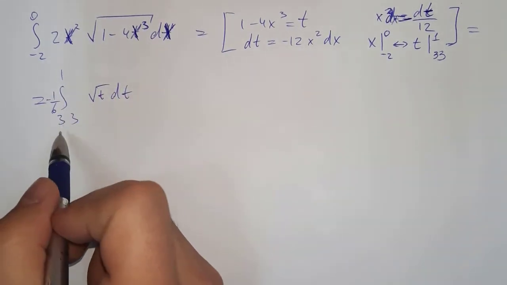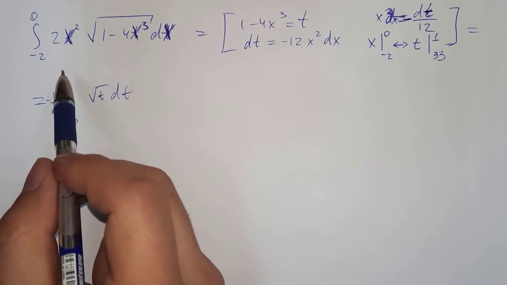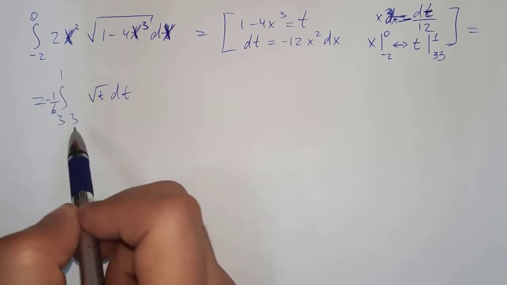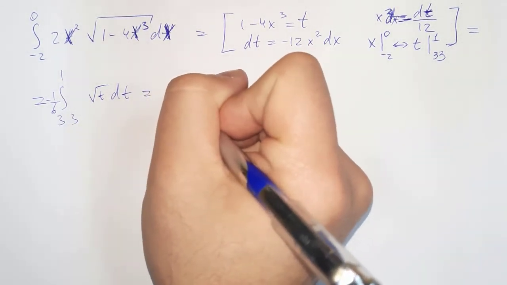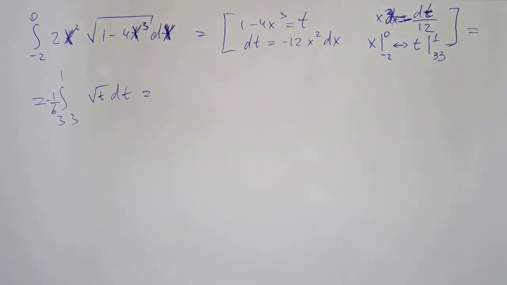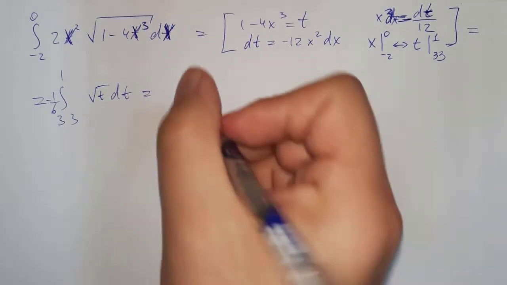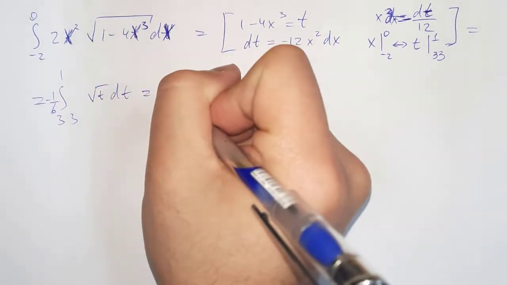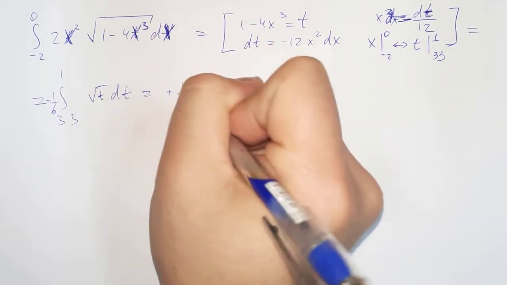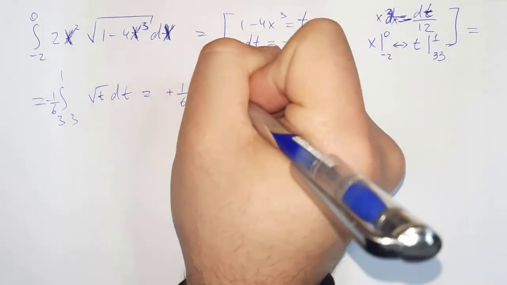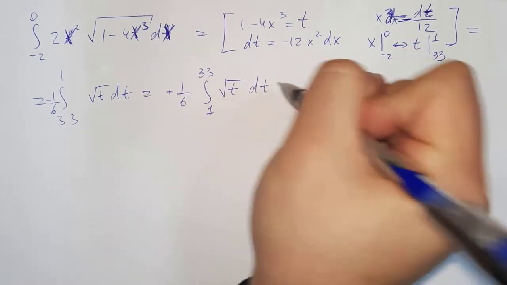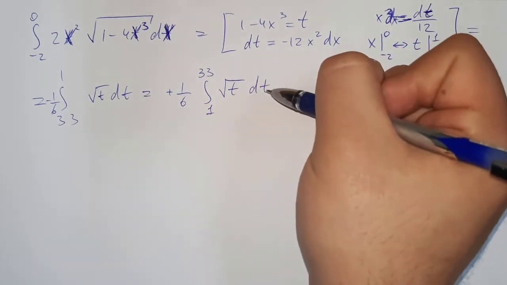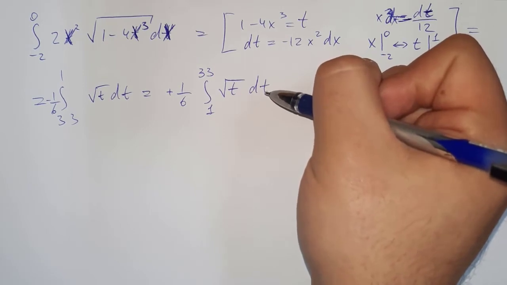But it should be in increasing order, not decreasing. So we need to change our bound. When we change from the limits which we started with, the minus will be plus now. 1 over 6 from 1 till 33 square root of t dt.